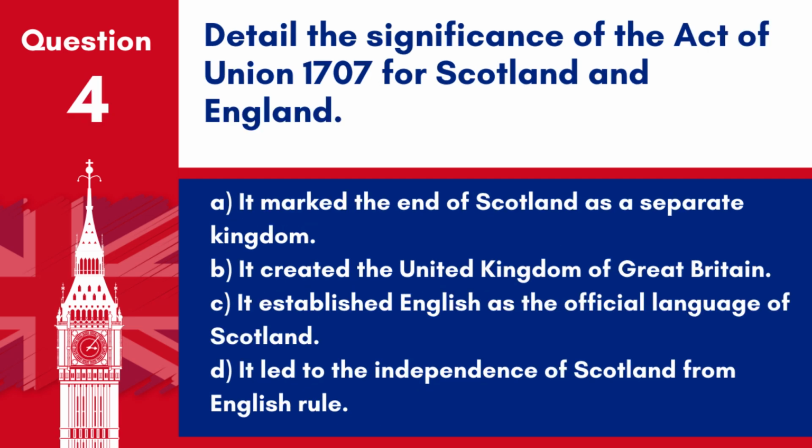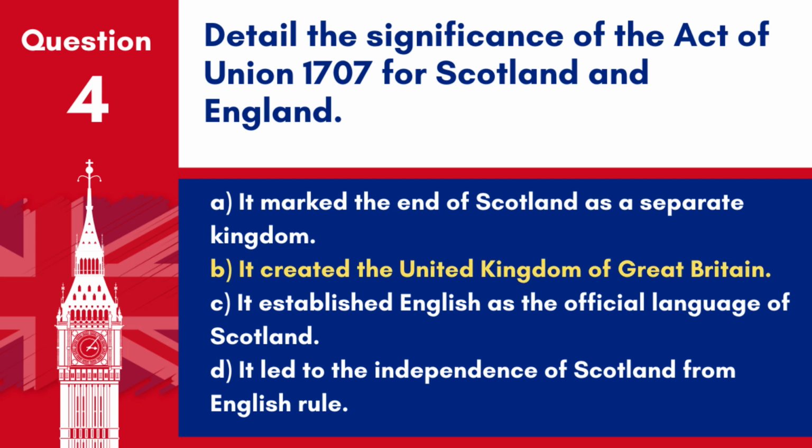Question 4. Detail the significance of the Act of Union 1707 for Scotland and England. A. It marked the end of Scotland as a separate kingdom. B. It created a United Kingdom of Great Britain. C. It established English as the official language of Scotland. D. It led to the independence of Scotland from English rule.